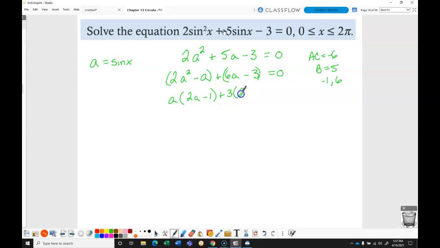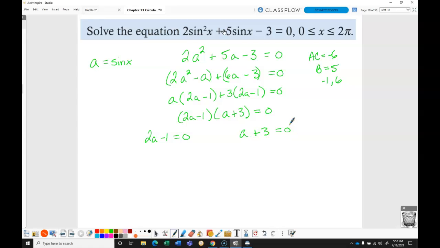So that leaves me with 2a minus 1, which is beautiful. Okay, so my first factor is 2a minus 1, and my second factor is a plus 3. Following along with quadratics, the way we'd solve for a is to set each of our factors equal to 0. So 2a minus 1 equals 0, and a plus 3 equals 0.